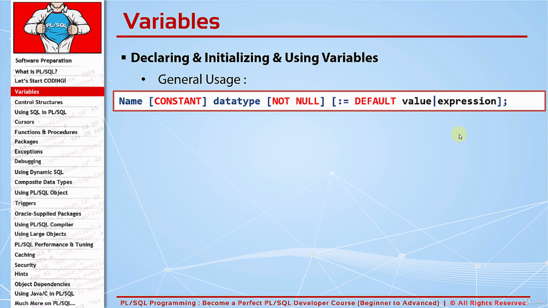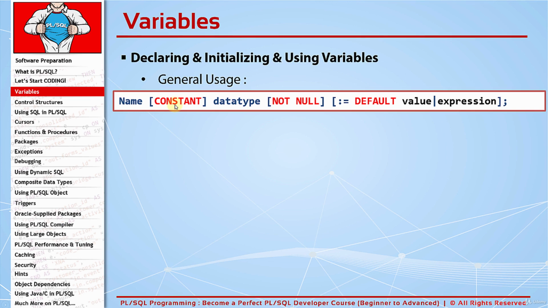Variable declaration and initialization are the same. First we write its name, then write if it is constant. It's optional. If you want your variable to be protected against any change, you specify it as constant. Once you initialize a constant variable, it cannot be changed until the program finishes. That means it can't be changed ever.